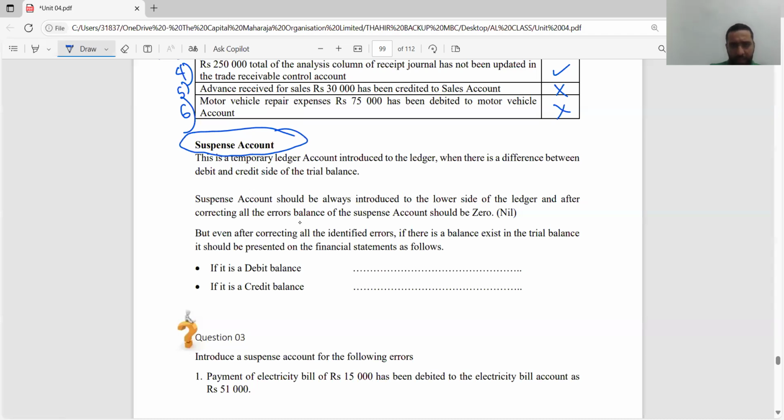This is a temporary ledger account introduced to the ledger when there is a difference between debit and credit side of trial balance. This is a temporary ledger account.